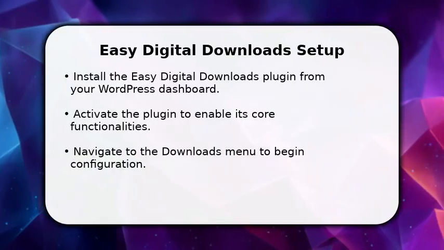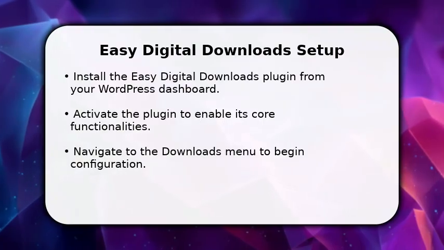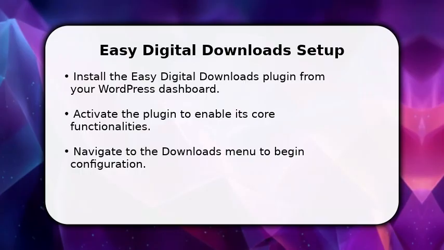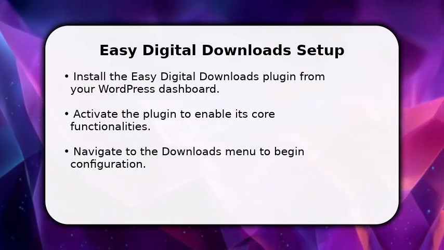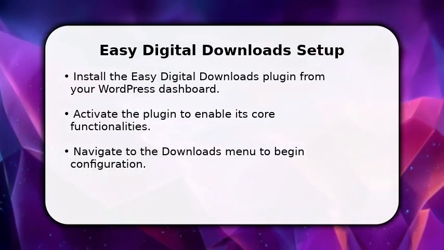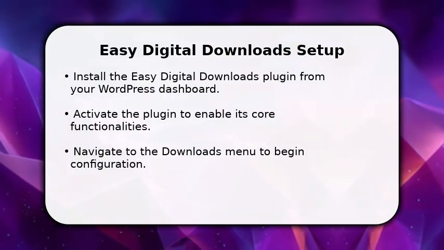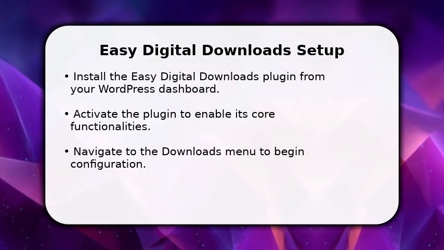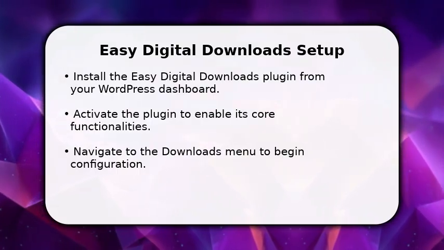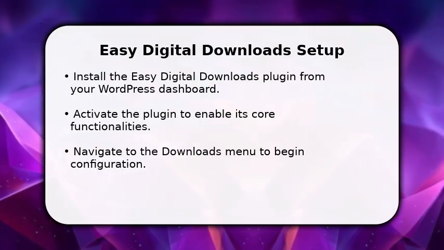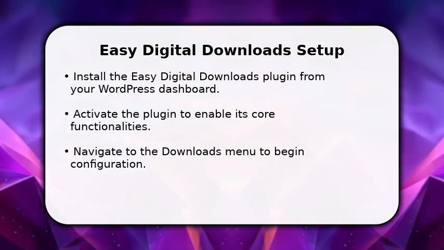In this video, I will explain how to use Easy Digital Downloads in WordPress. First, access your WordPress admin area and go to Plugins, then Add New. Search for Easy Digital Downloads and click Install Now. Once installed, activate the plugin. This essential step enables all the powerful features for selling digital products directly from your website. You'll then see a new Downloads menu item in your dashboard.